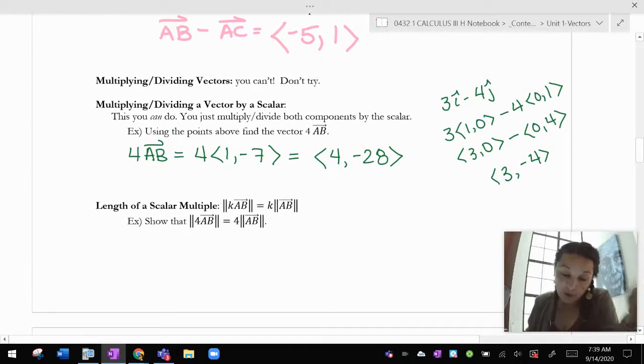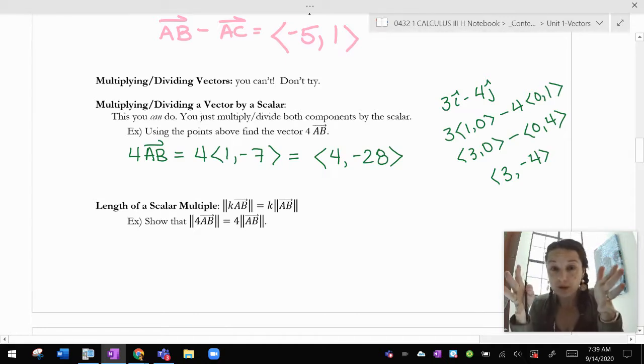So we did multiplying, dividing vectors. Nope. Multiplying or dividing a vector by a scalar. Yes. Length of a scalar multiple. So what this is getting at is if you multiply a vector by a scalar, it just multiplies the length by that scalar, which is just about as common sense as it sounds. If I take a vector that has a certain magnitude and I multiply that vector by 5, the magnitude gets multiplied by 5. I mean, that's really it.